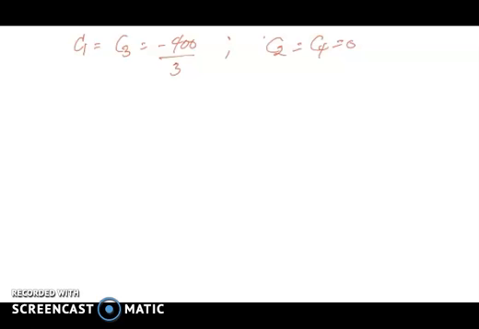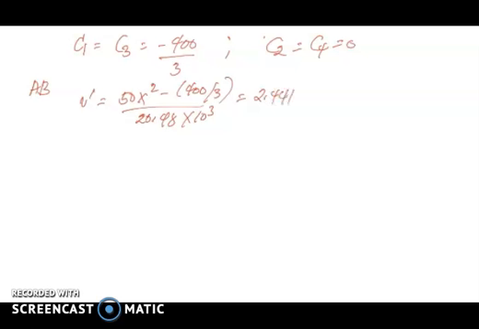We substitute the value of our flexural rigidity EI. For segment AB, V prime is equal to 50 x squared minus 400 all over 3, all over 20.48 times 10 to the third. This gives us 2.441 x squared minus 6.510 times 10 to the negative 3.